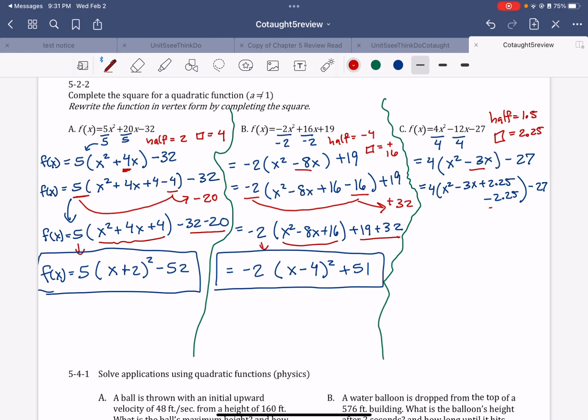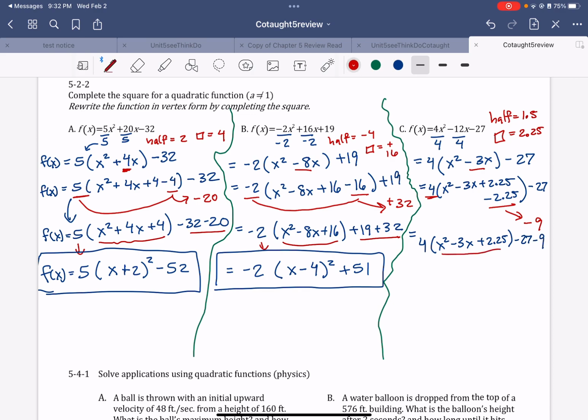All right, I want to move this one out, but I got to multiply it by 4. So 4 times 2 1/4. Well, 4 times 2 is 8, and then 4 times 1/4 is 1. So it's going to come out, it's going to be multiplied together. It's going to be negative 9. All right, a little bit more room down here. So it's 4 in my parentheses, x squared minus 3x plus 2.25. Outside my parentheses, I have negative 27 and negative 9.